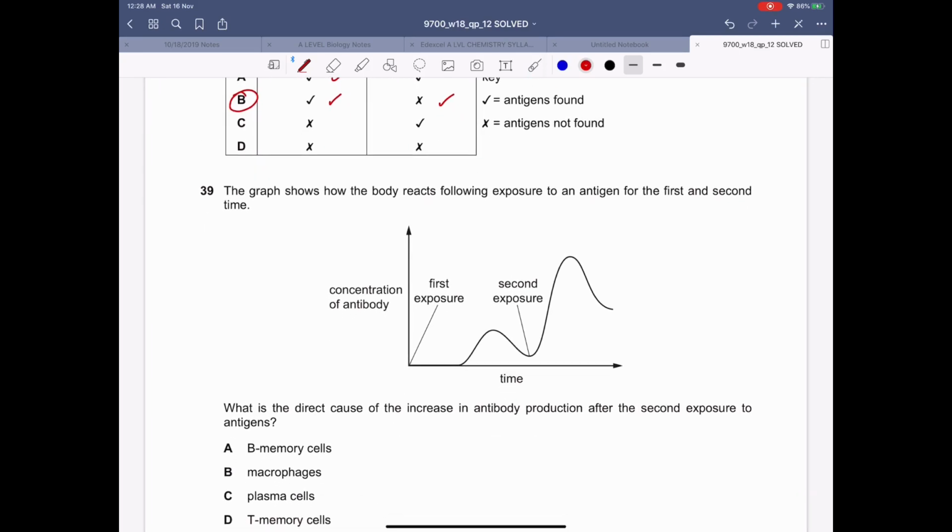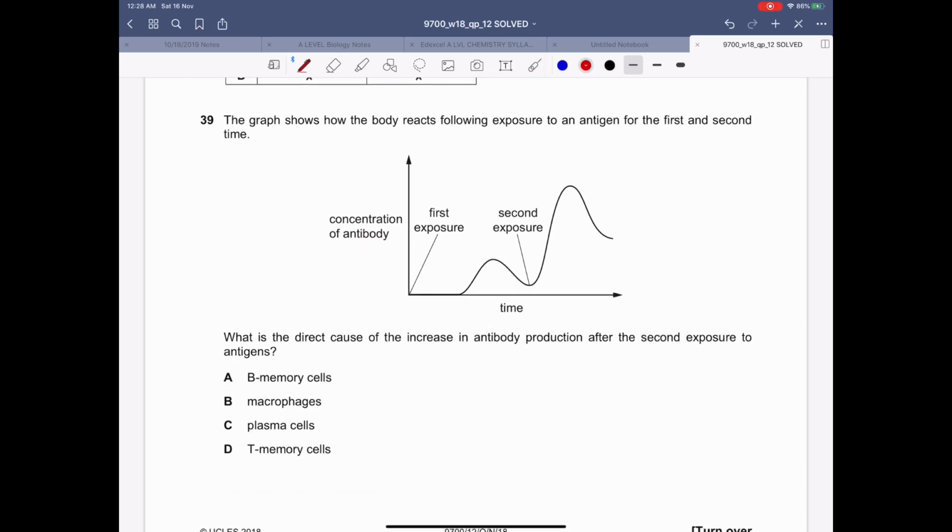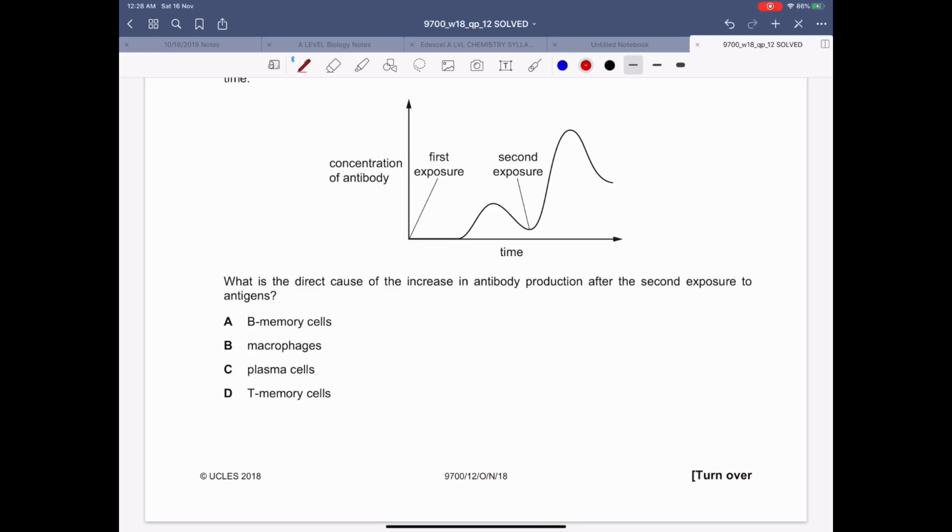39. The graph shows how the body reacts following exposure to an antigen for the first and second time. Concentration of antibody, first exposure. Okay, increase, second exposure. What is the direct cause of the increase in antibody production after the second exposure to antigen? Yes, the plasma cells that are present in the blood at that time. Memory cells will produce the plasma cells, but then it takes time. So if the plasma cells are present, they are the main cause of the increase in antibody production in the beginning.